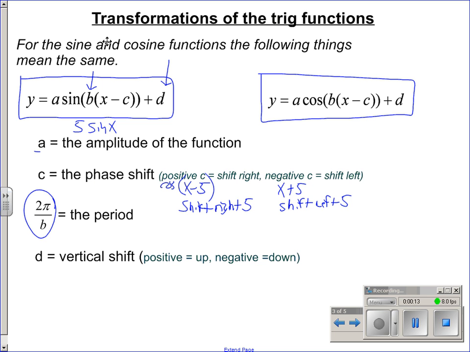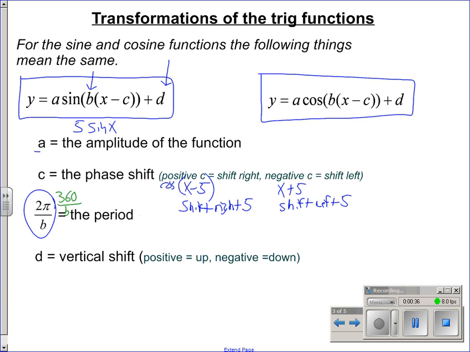It's become a habit for me to talk about the period as 2 pi divided by b. You can also think of it as 360 divided by the value of b. Remember, 2 pi and 360 are the same thing. So we're going to be dealing with degrees more often than with radians. Like I said, it's just a habit to talk about 2 pi over b. These are for the sine and cosine.